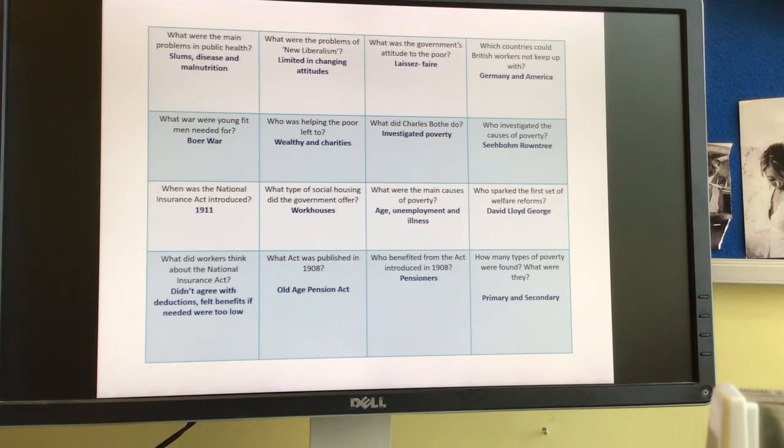And what types of poverty were found? Primary and secondary. And what that means is poverty that is already there and poverty that is being created due to the conditions that society are living through. So lots to do. I liked the video when they focused on different categories and different people. But the significance of the liberal social reforms was high in preventing disease as well.